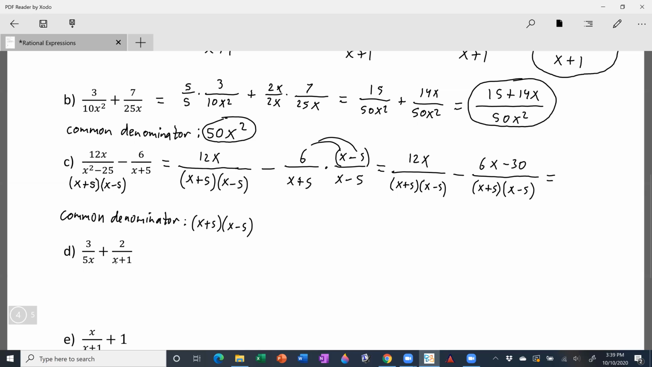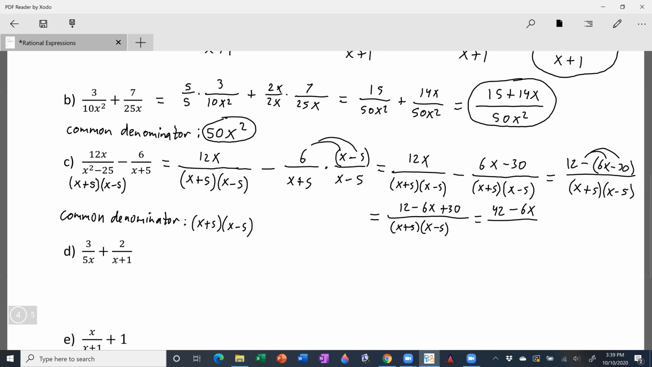Okay, so continuing, this is now going to be x plus 5 times x minus 5. And up here, now we can go ahead and write it as 12 minus all of that, 6x minus 30. And then this is where we need to keep track of that negative. Okay, so we're going to have 12 minus 6x, and then distributing, we get plus 30. X plus 5, x minus 5. And then combine like terms if possible. So I'm noticing 12 plus 30, that can be 42, and minus 6x, over x plus 5 times x minus 5.